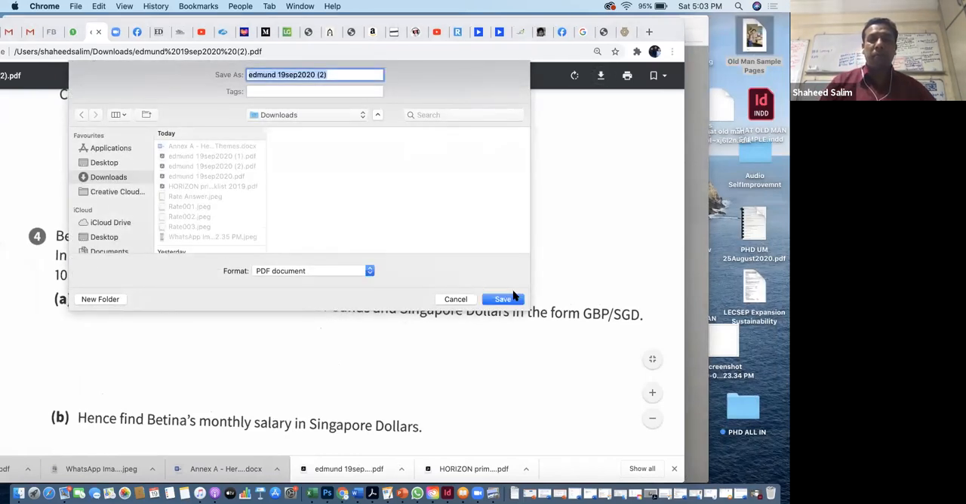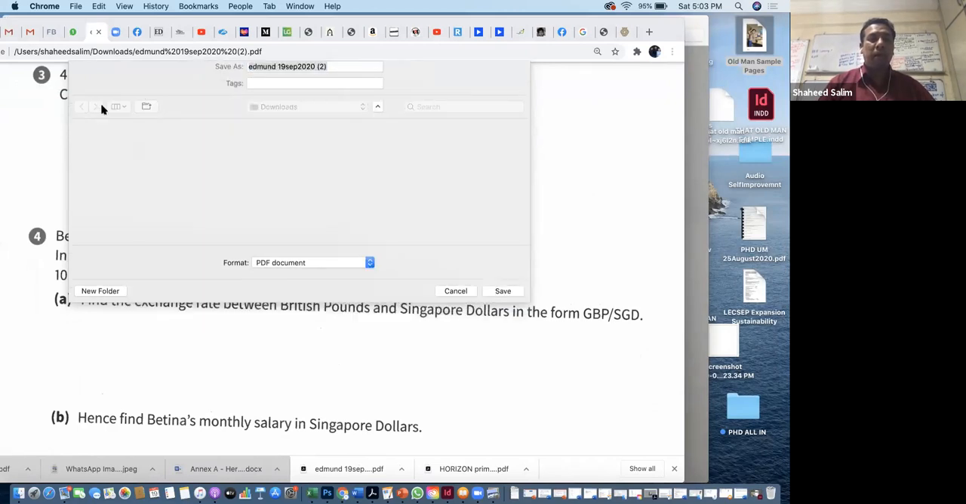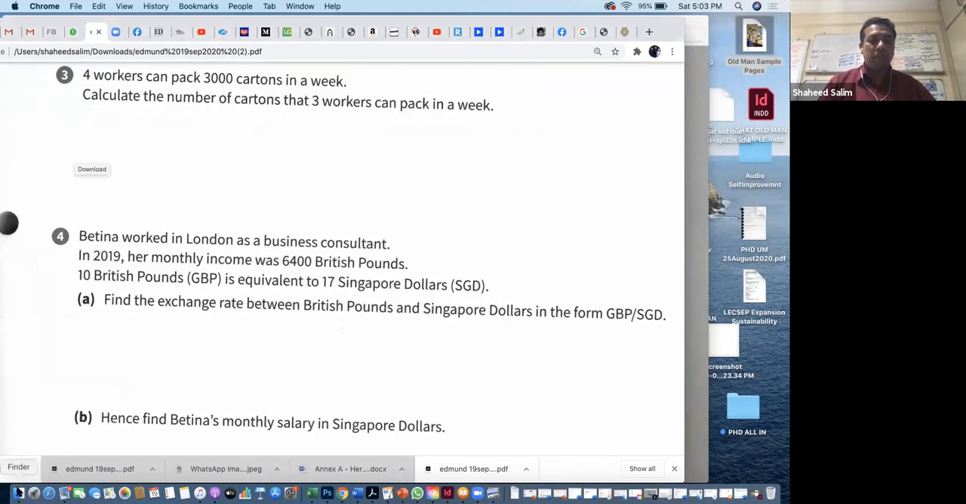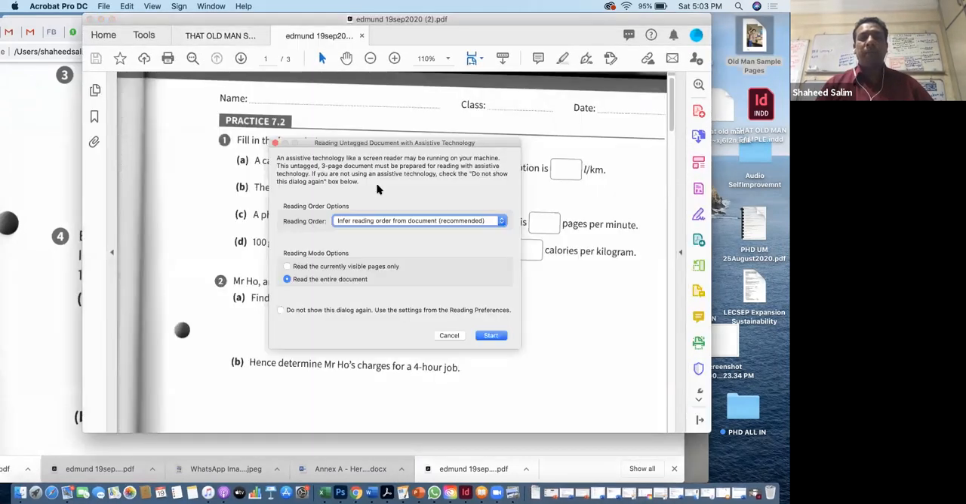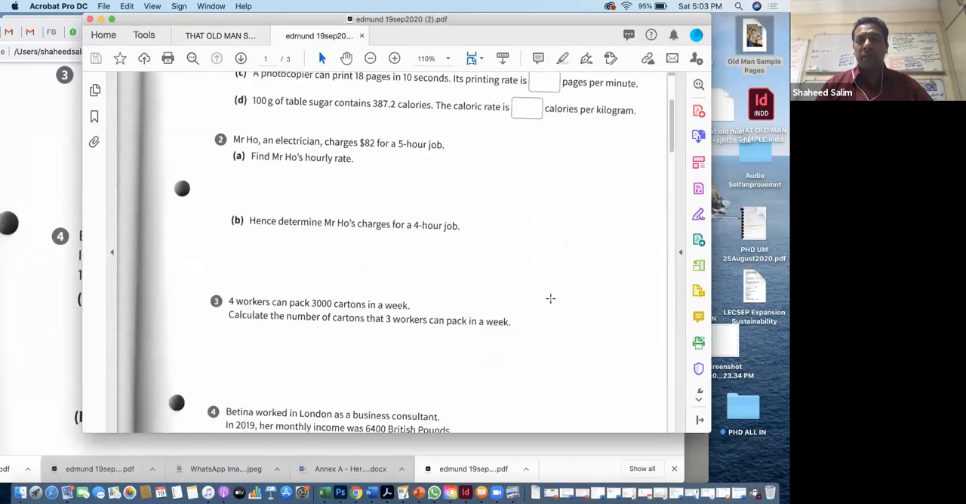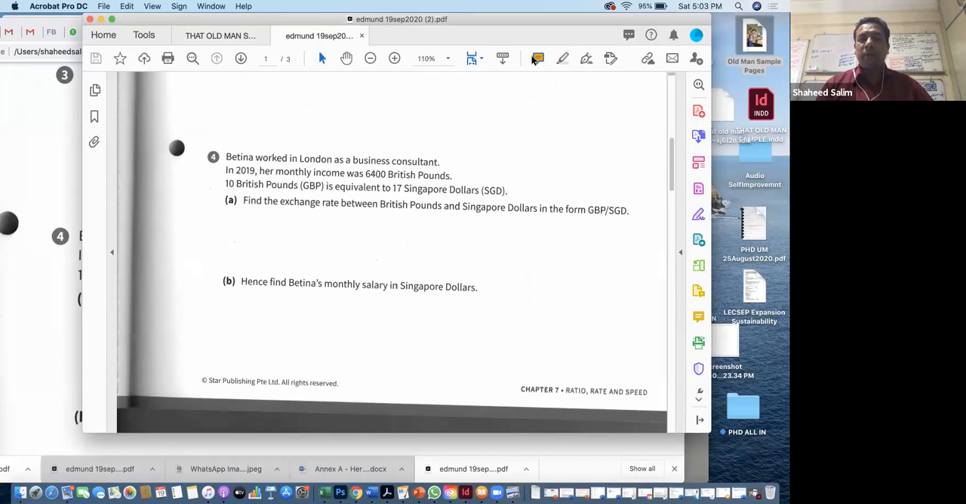I think I better put it down here. Come on, I can't open up this one. And let me open up now here. And up here. Okay. Because I want to use this. Okay, now down here, we put it like this. 10 pounds is the same as 17 Singapore dollars. So what is 1 pound? 1 pound, how much?